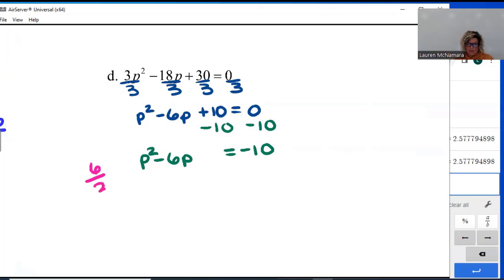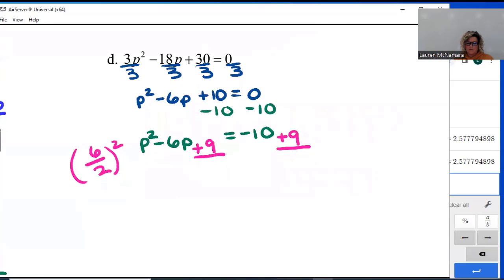6 divided by 2 squared, plus 9, plus 9. Your whole point for doing that is so that you can write it as a binomial squared. Simplify that right side, -1. What's my first term? P. What's my sign going to be? Minus. What did I square? 3.